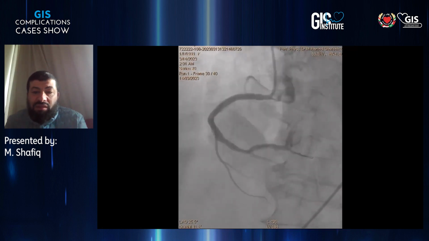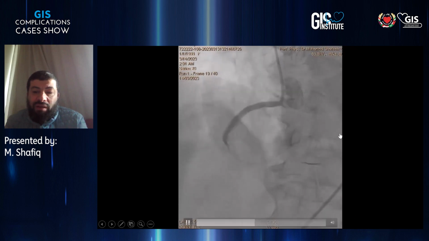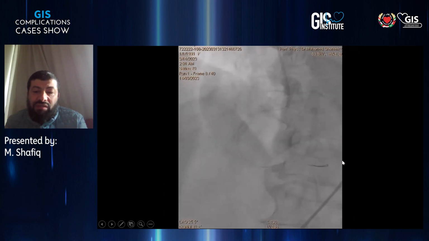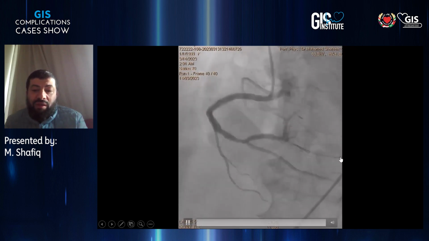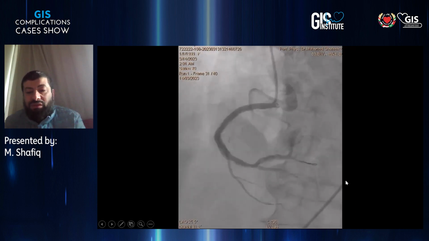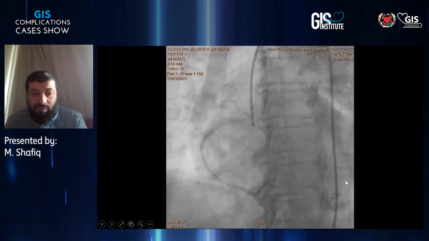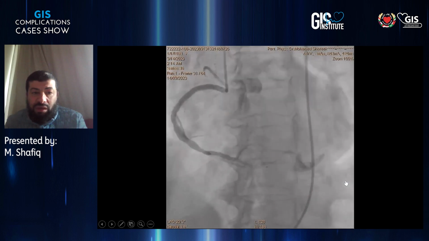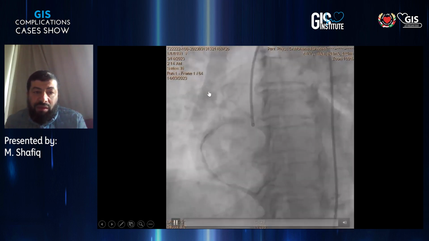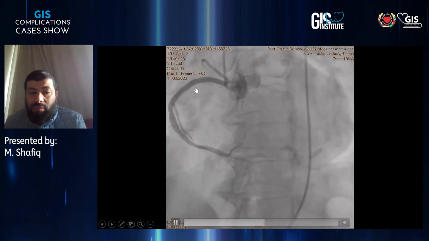And in this final angio, we couldn't see the distal part of this branch, so we didn't notice the perforation at this stage. And now you can notice the time. It was 2:14 a.m.